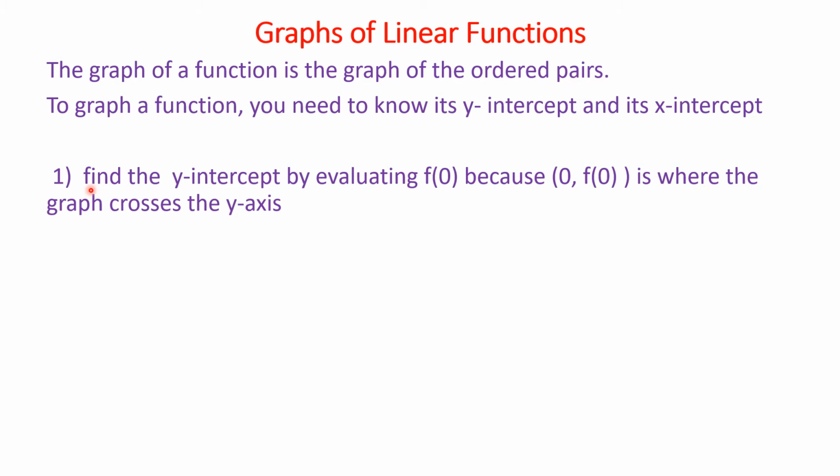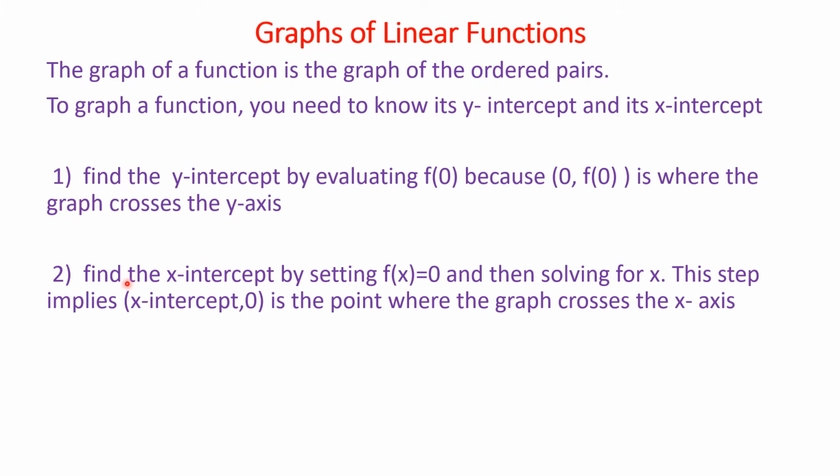Now let's take a look at this. Find the y-intercept by evaluating f of 0, because f of 0 is where the graph crosses the y-axis. Find the x-intercept by setting f of x equal to 0 and then solving for x. This step implies the coordinate for x is the x-intercept and the coordinate for y is 0. And this particular point is where the graph crosses the x-axis.